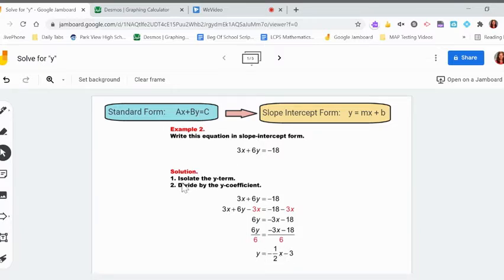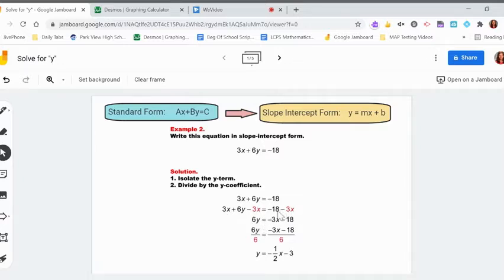Your first step, you're going to try and isolate the y term. To do that, you want to move the x term over from this side of the equal sign to the right side of the equal sign. So I am going to take this 3x and subtract it, as you can see here in red, from both sides. On this side, 3x minus 3x will cancel. It goes away, okay? You're left with 6y equals.